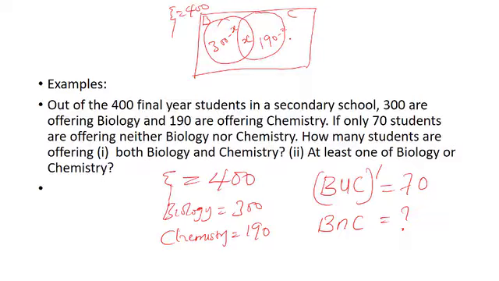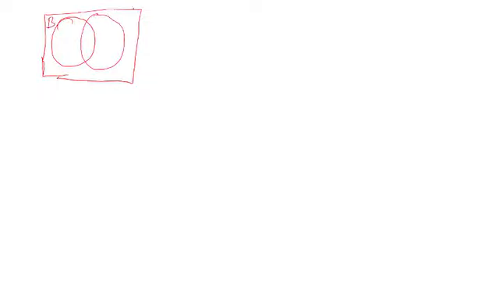So let's go back into what we have. Let's bring out the diagram here and solve it properly. This is our diagram. So this is our B, this is our C, this is x, this is 300 minus x, and 190 minus x. Don't forget that our universal set is 400. Now, remember, people that are not offering anything are 70 in number. That is to say, if you add this 70 plus here, plus here, plus here, you get 400. So let's get the value of x first.